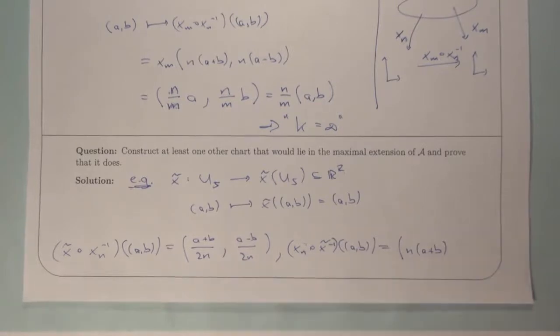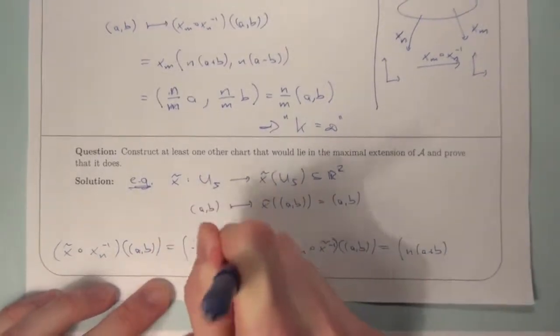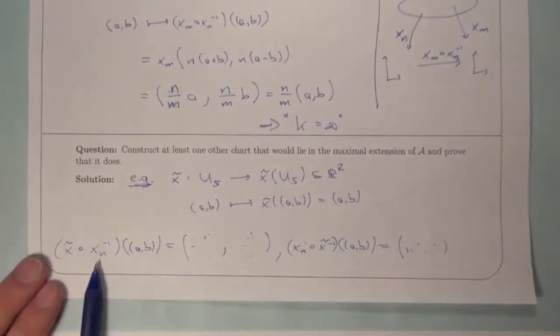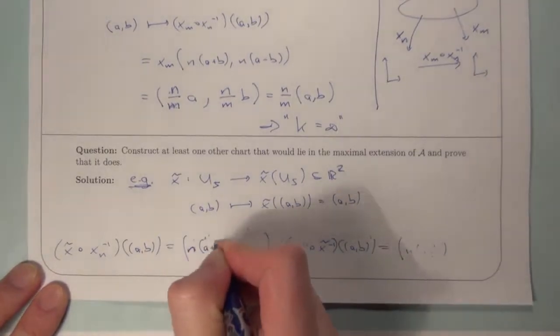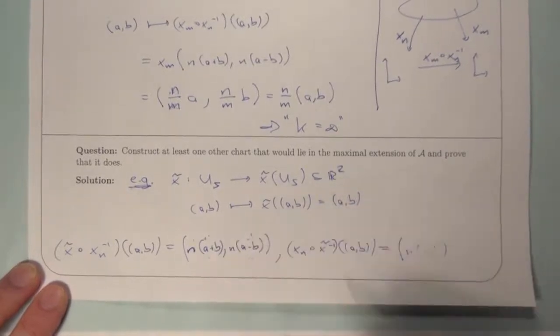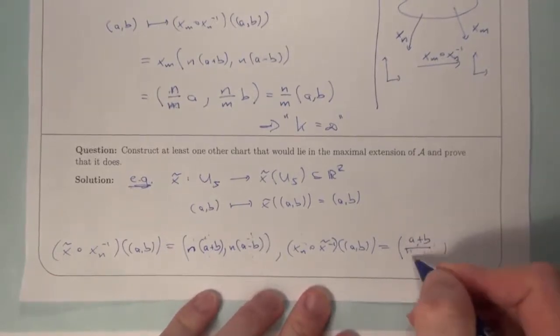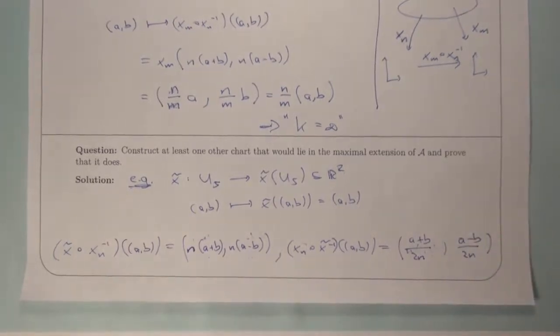Oh, I did this the wrong way around. I'm really sorry. I need to correct this. So this has to go and this has to go, because here we have the inverse of the chart maps that we defined above. That means this is n times a plus b, and here n times a minus b. And now here we get this a plus b over 2n, and here a minus b over 2n. And this is again smooth, therefore we added a chart to the atlas that of course would lie in the maximal extension of the atlas.